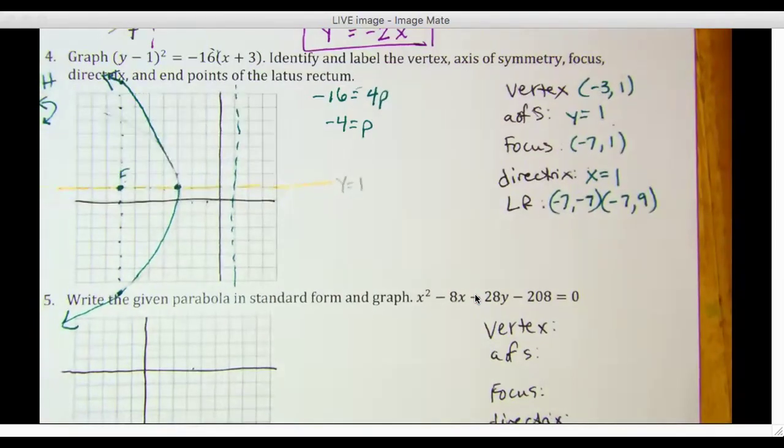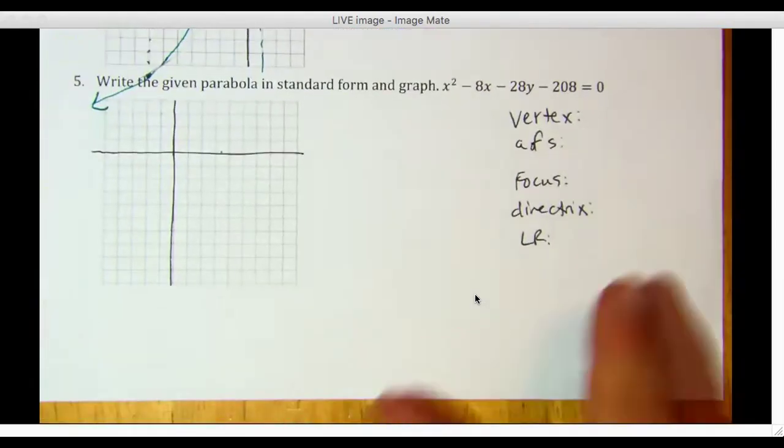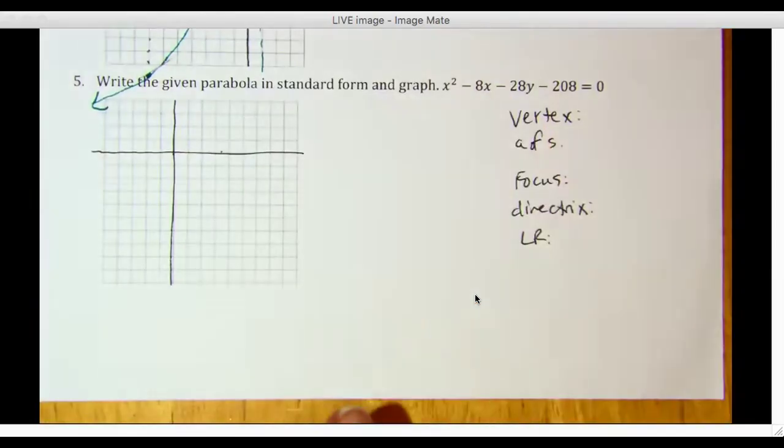Okay, last example. And here we have, again, something where we're going to end up needing to complete the square, but we only have to do completing the square once with parabolas because there's only one variable that's squared. So even though it didn't ask us to find these things, it would be good practice for us to do that. So I'm going to have us find all of those pieces.